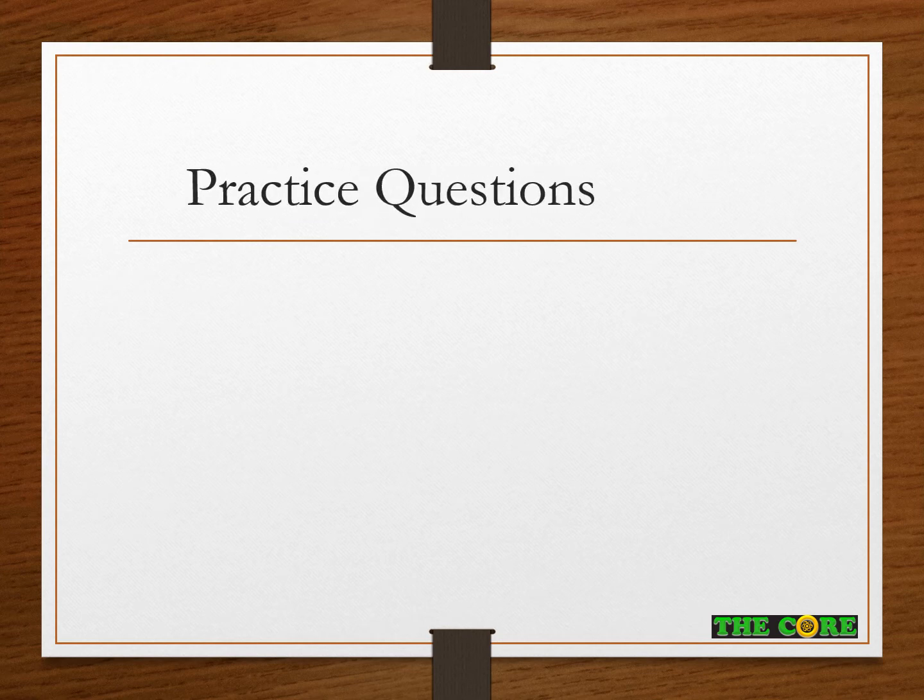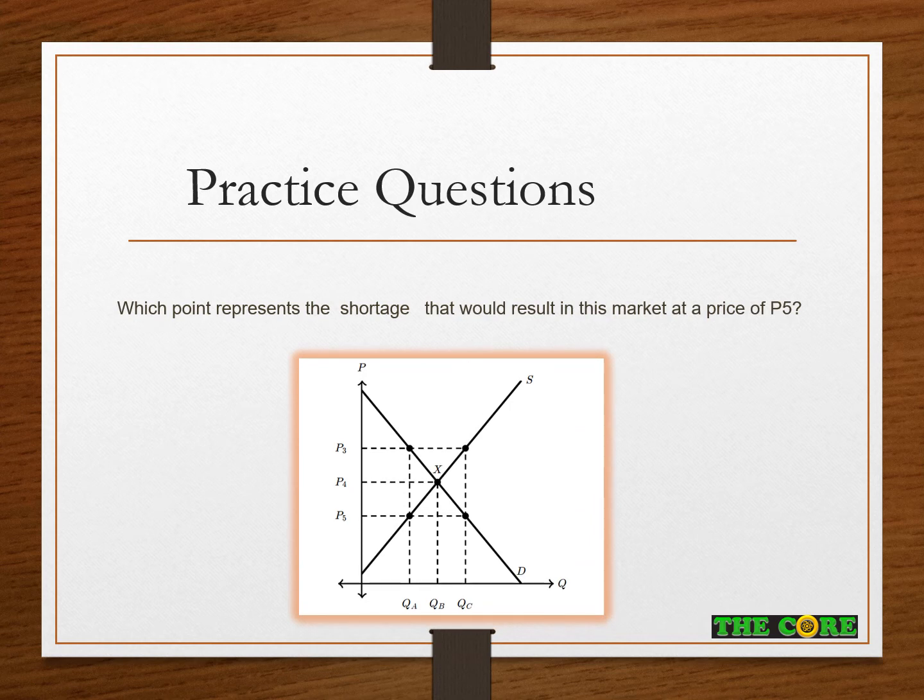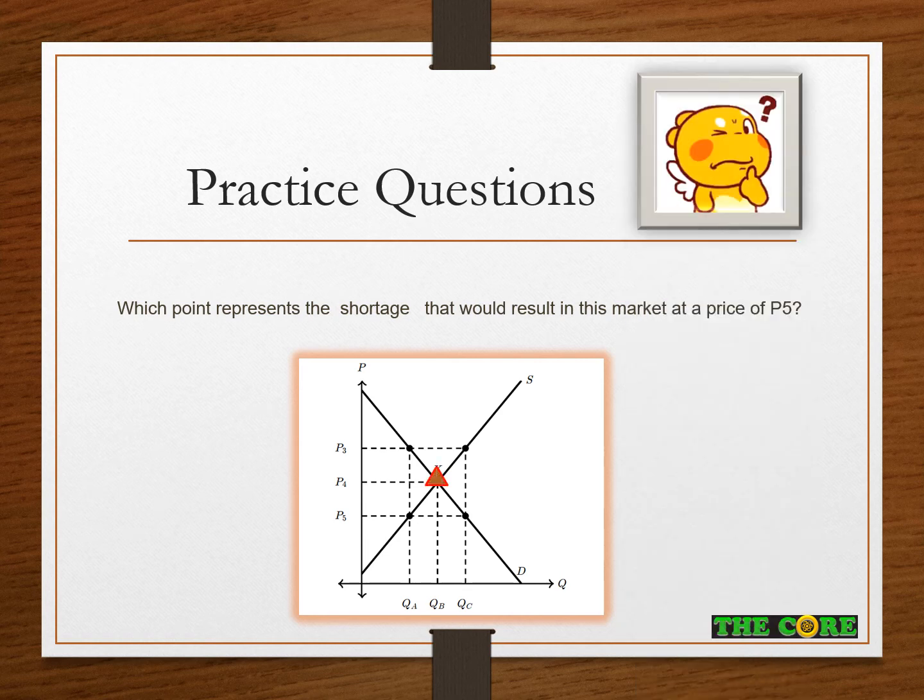So let's now move on to our next question. Which point represents the shortage that would result in this market at a price of P5? As you could see from this graph, the point X is the equilibrium point, which I will be highlighting in red. And as you could see, the point below equilibrium is referred to as a shortage point, whereas the point above the equilibrium is referred to as a surplus point.